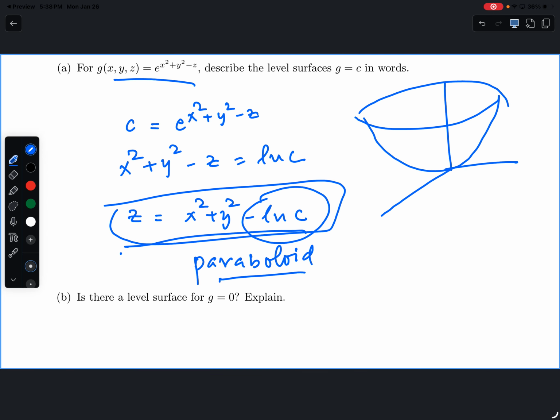Is there a level surface for g equal to 0? Can I put g equal to 0? It means, can I do this thing? If I do this, then I take natural log on both sides. So natural log of 0 is negative infinity. So I can't do this thing, okay? So not possible.